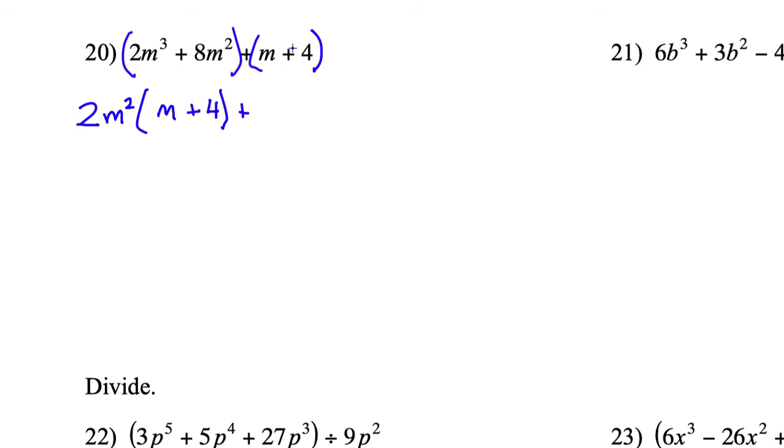So there's no greatest common factor for m plus 4. But you still have to factor out something for factoring by grouping, so I'm going to factor out a 1 times m plus 4. Let me make it a little bit neater. If I do that, then I have 2m squared plus 1 times the quantity of m plus 4.